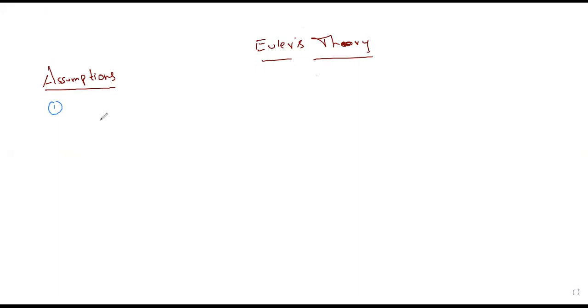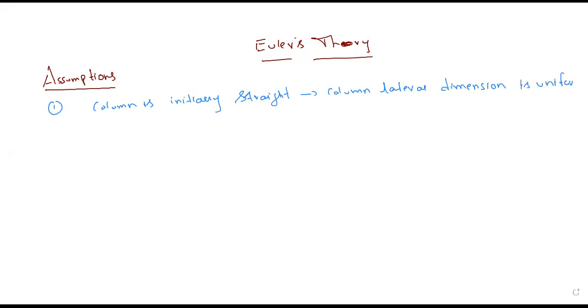First assumption, the column is initially straight and of uniform lateral dimension. And column is initially straight. And so there is no deviation in the length of the column. So the column is initially straight and of uniform lateral dimension. And lateral dimension of the column is always uniform. Column lateral dimension is uniform.